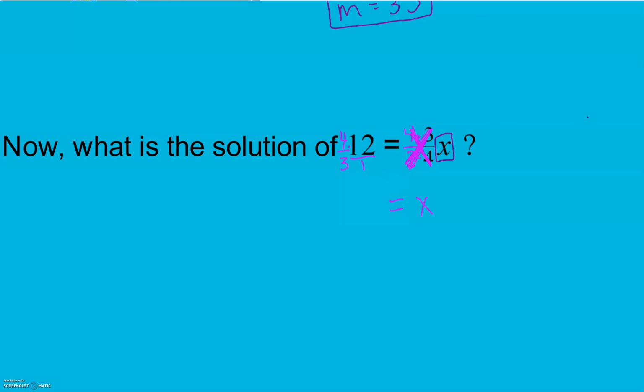3 divided by 3 and 4 divided by 4 both cancel, so all I have left is an x. My 12 I can write over 1 and I multiply straight across. I get 48/3, which reduces down to 16. And if I plug that back in and check, 3/4 times 16, does it equal 12? And yes, it does. So we are good.